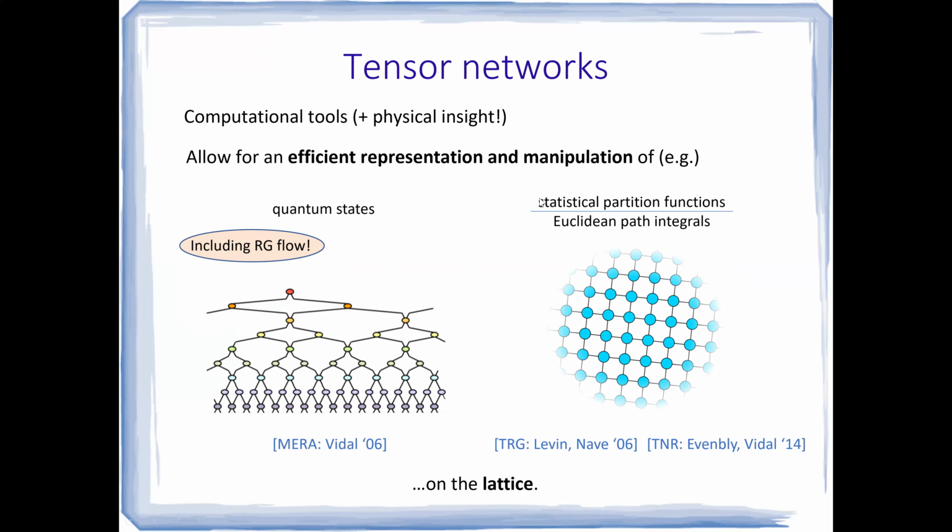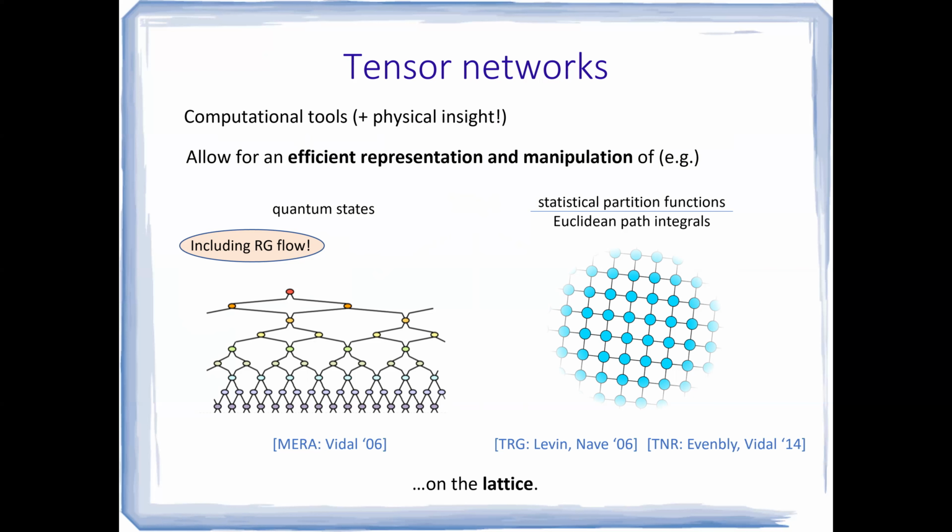On the other side, we have statistical partition functions or Euclidean path integrals, which are linked by the classical-quantum correspondence of statistical systems, which themselves can be represented as a network of tensors. And this is just an example that I show here of a square lattice that supposedly goes on to infinity in all directions. In this setting, there are also algorithms that allow us to coarse-grain this theory, that is, obtain the partition function for a theory at a higher scale. The algorithm is the TRG, or Tensor Renormalization Group, which was introduced by Levin and Nave. And then TNR, which is going to be a focus of attention later, was introduced by Glen Evenbly and Guifré Vidal.